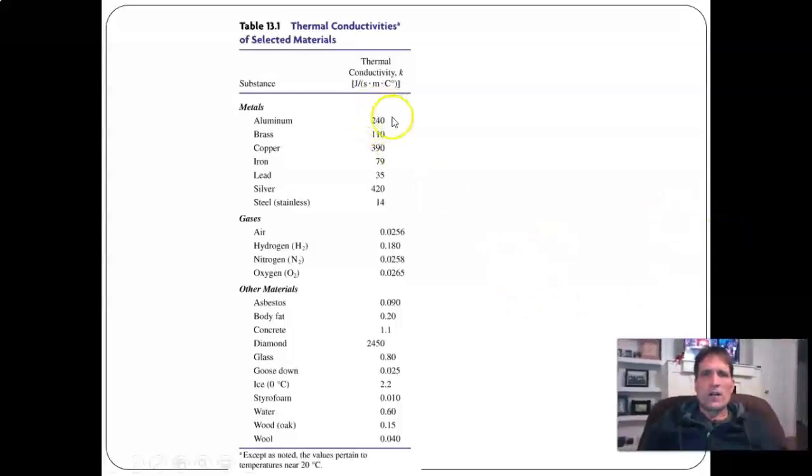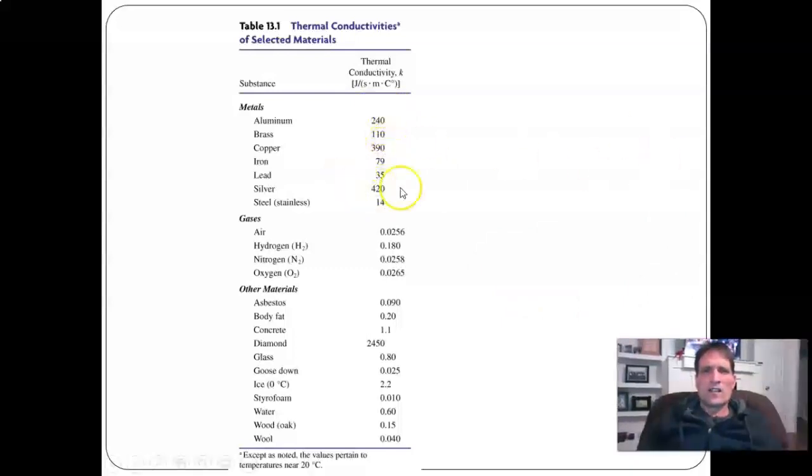Well, metals have big values for conductivity: aluminum, brass, copper, silver. So those are very good conductors. Gases are pretty bad, right? Air is a very poor conductor of heat. So you don't get a lot of heat transfer through air by being in direct contact. So air is a poor conductor, good insulator.